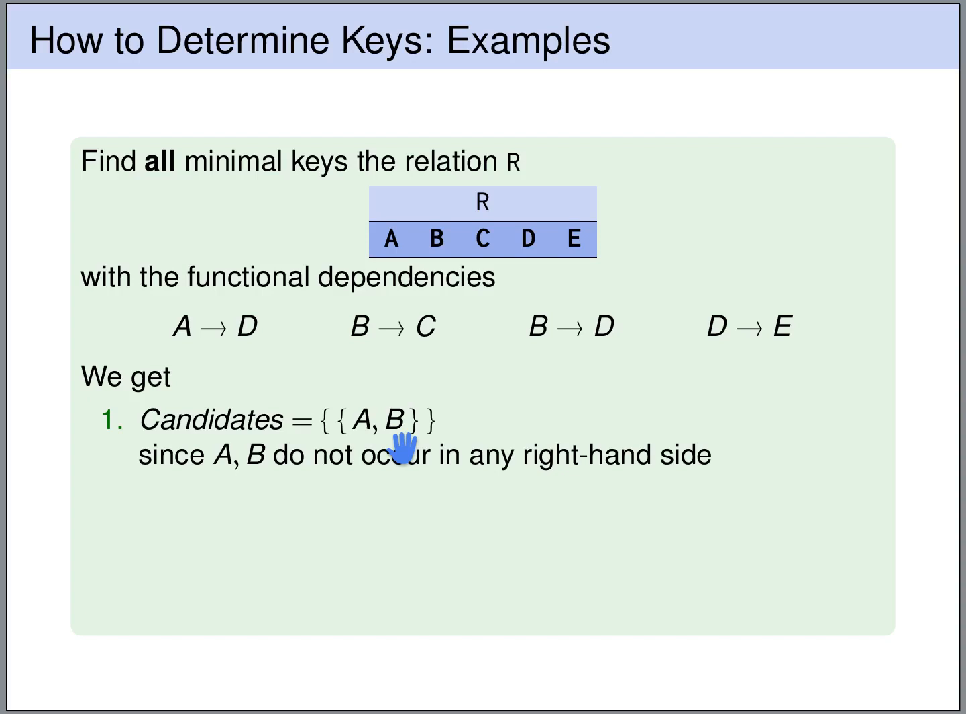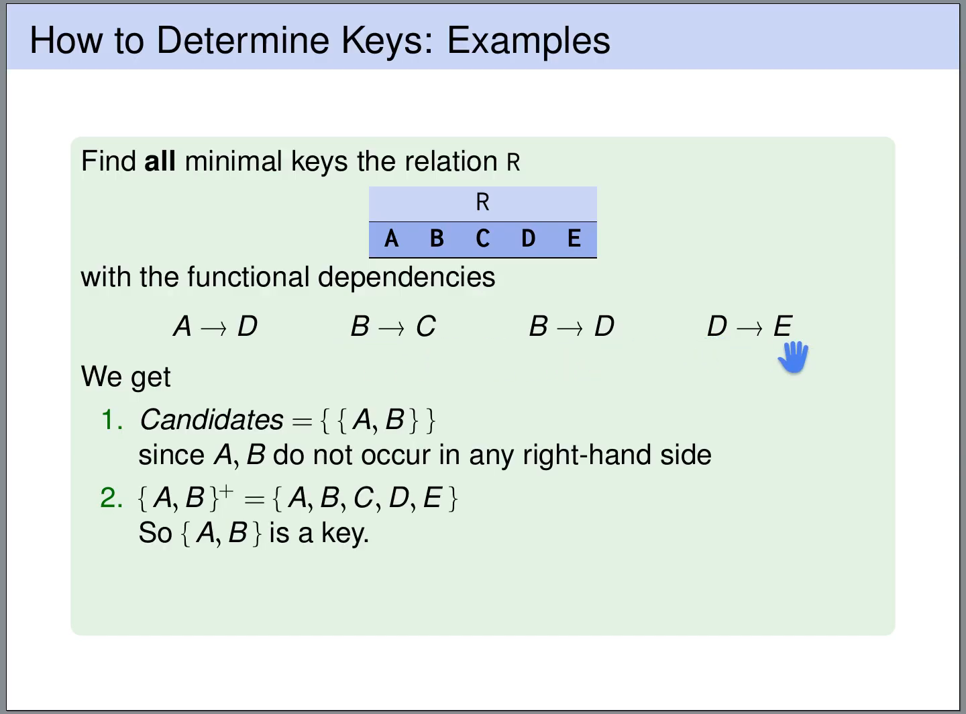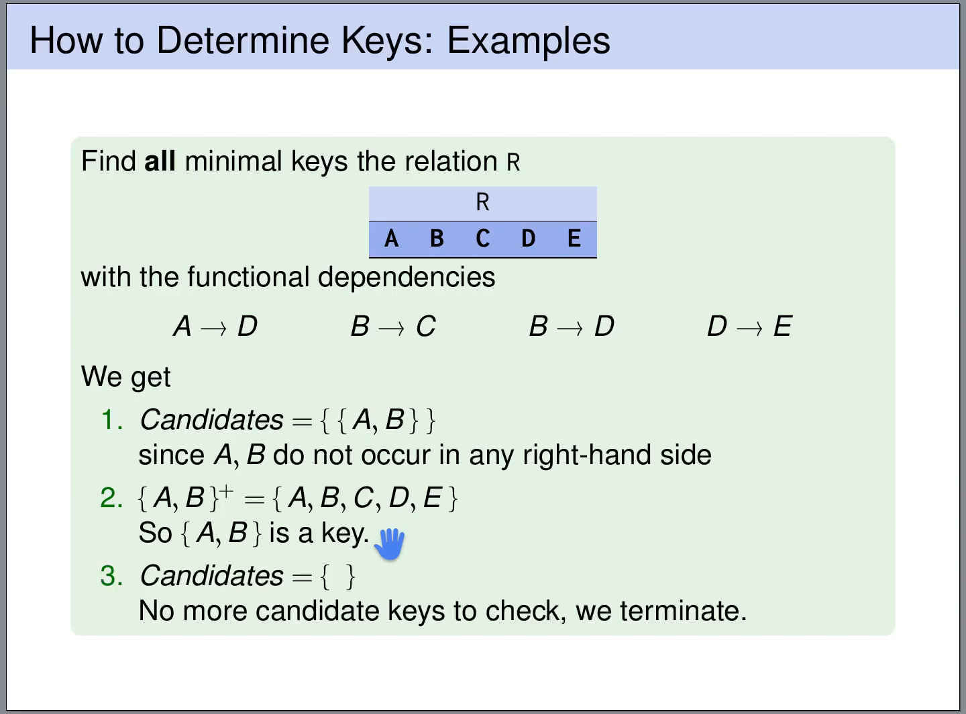Next, we pick a smallest candidate. There's only one, so we'll pick this candidate. And we compute the cover. What's the cover of AB? From B we get C, we also get D, and from D we get E. So actually we get all of the attributes of R. So this means that the set AB is already a key of R. So we already have found the only minimal key. There are no more candidates, so AB is the only minimal key of our relation R.